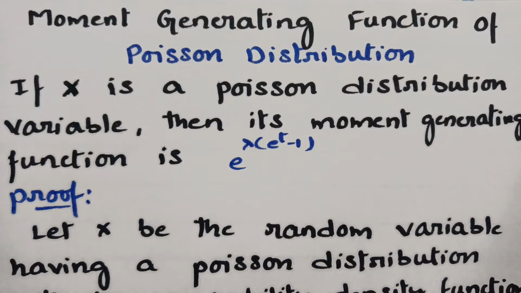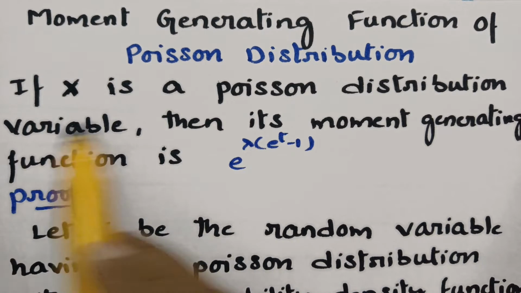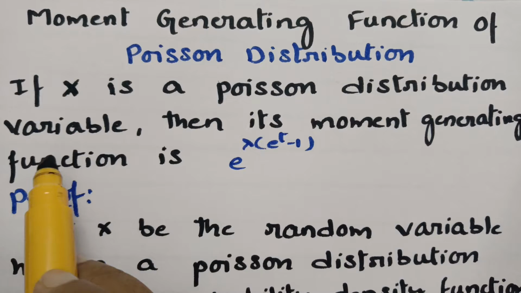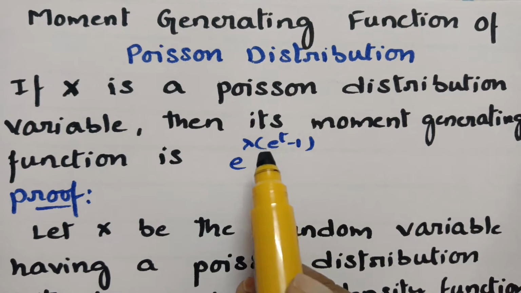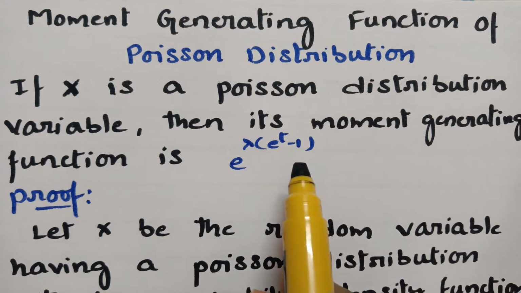Today's video is on the moment generating function of the Poisson distribution. This video is going to become a clear-cut video on the mean and the variance of the Poisson distribution. See here, the moment generating function of a Poisson distribution is given as, if X is a Poisson distributed variable, then its moment generating function is e power lambda times (e power t minus 1).